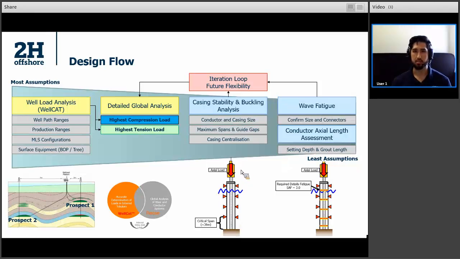For our stability and buckling analysis, we're really looking at critical spans and understanding that, and our guide gaps, and whether we need casing centralization of our internal casings. And then for our fatigue analysis, we've got the bottom down here, which is showing we're really speccing out our connectors and confirming the size of our conductor and the length of our conductor. And we're moving from a most assumption side on our left-hand side to a more refined side on the right. And the final thing that we need to take into account is this flexibility loop of understanding that if things change on the left-hand side, how does that change the equipment that we've spec'd on the right-hand side?